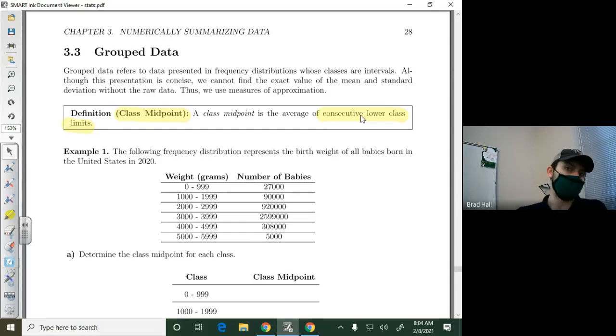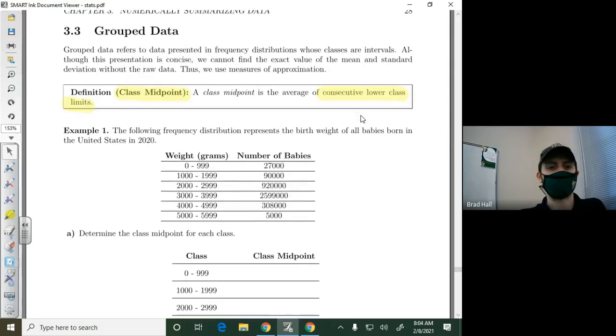So for example 1, let's look at exactly this. As I was mentioning before, this table of values gives us grouped data, where the classes are intervals. And this is a frequency distribution. They took a whole collection of data and counted how many occurrences in each interval. So pretty straightforward stuff.